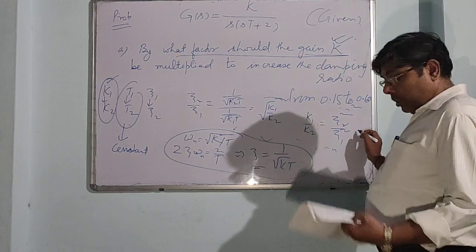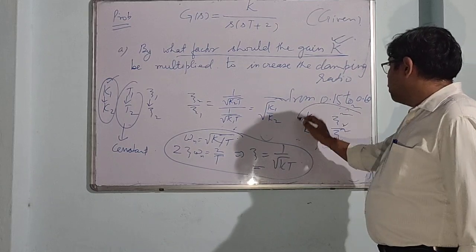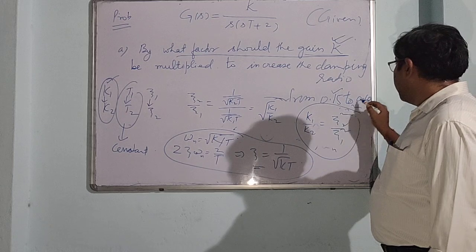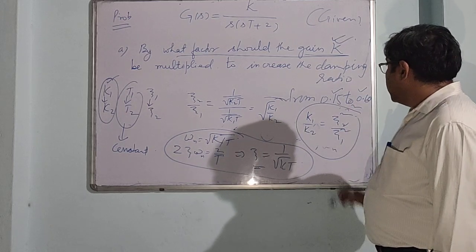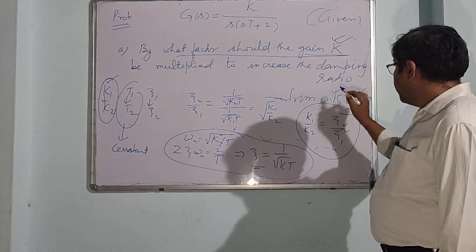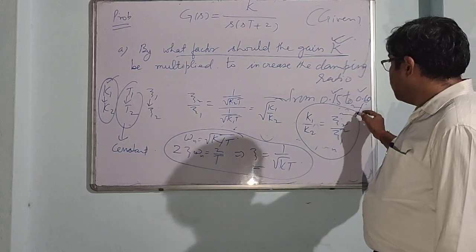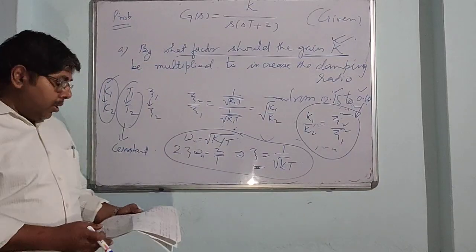You can put these two values: zeta is changing from 0.15 to 0.60. Zeta 1 is 0.15, zeta 2 is 0.60. So from here you can calculate the ratio.